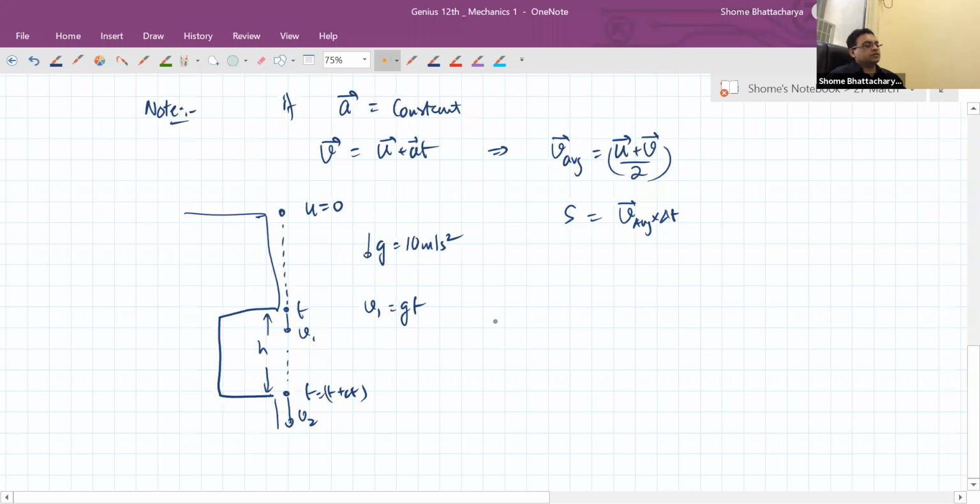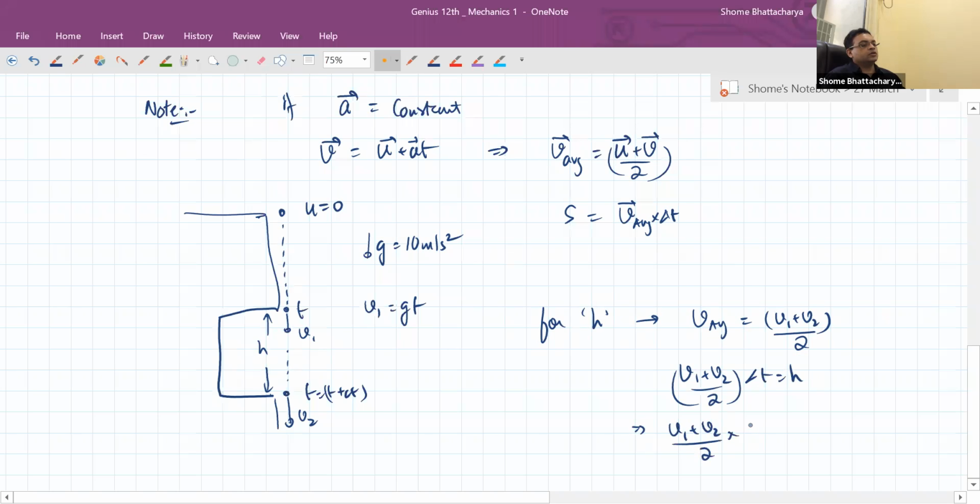So we can see that in this interval for h, the average velocity is (v1 plus v2) by 2. And that (v1 plus v2) by 2 into this time interval should be equal to h. So we have our first relation: (v1 plus v2) by 2 into 0.2 seconds, because given was that h is 10.2 meters and delta t was 0.2 seconds. So this is equal to 10.2 meters. This is the first piece of information.